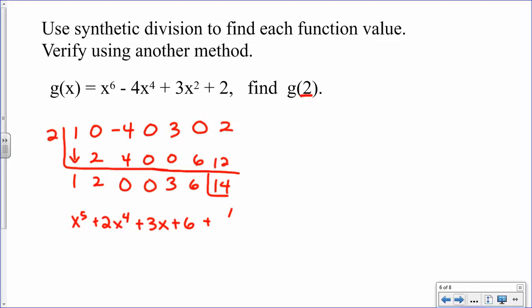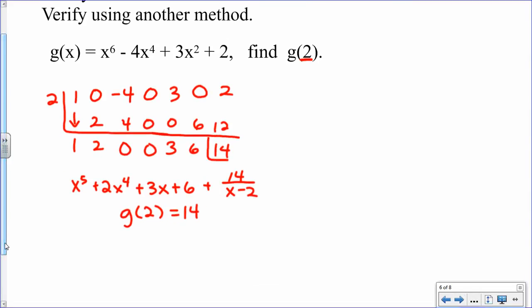And then when I do this part, since it's g of 2, when I put it with x, then I have minus 2. Okay, but it's asking me to find g of 2. So the remainder theorem, we talked about that on Friday. So the remainder theorem says g of 2, when you plug this value in, it's equal to your remainder. So g of 2 equals 14. So really all I needed from this problem was the remainder, was 14. So you don't have to write this part here for this problem, because it's wanting me to find g of 2. Okay, verify using another method.